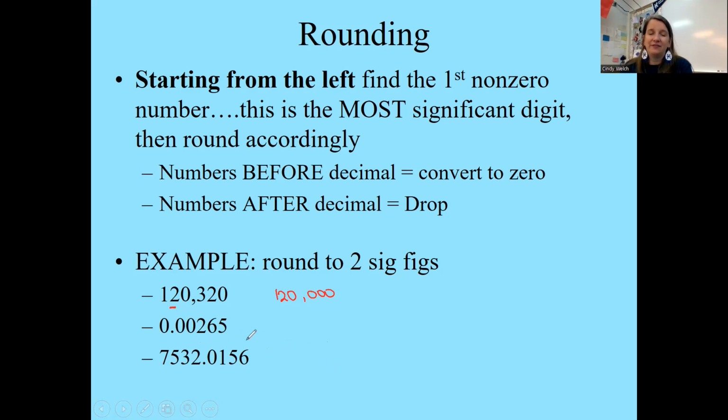This one we want to round to two sig figs. We go to the second significant figure from the left, which is the 6. We look at the number to the right of that. That's going to tell us what to do with the 6. Since that's a 5, we're going to round up, and we would have 0.0027. And then lastly, we want to round to two significant figures. That's our second significant digit right here. The 3 tells us that the 5 is going to stay a 5. And so it would be 7,500 that we would report as our answer.